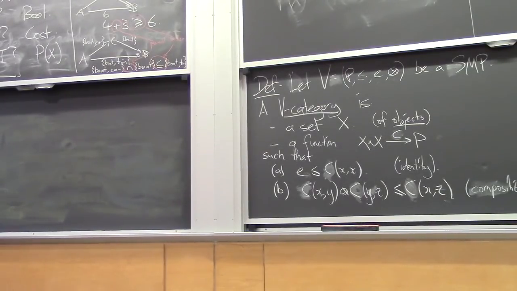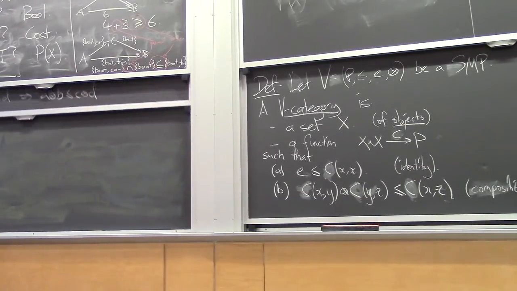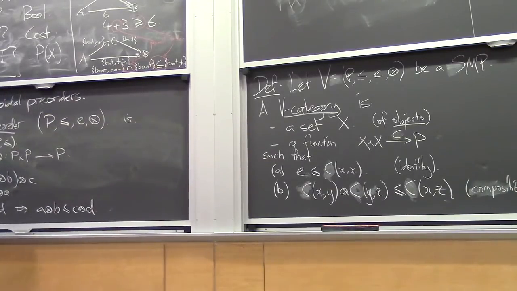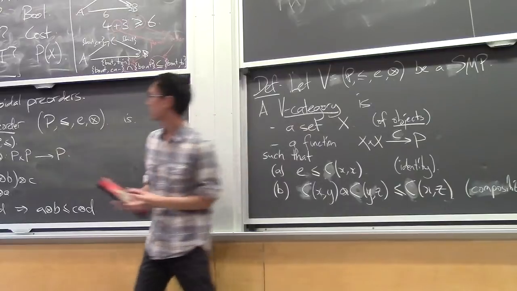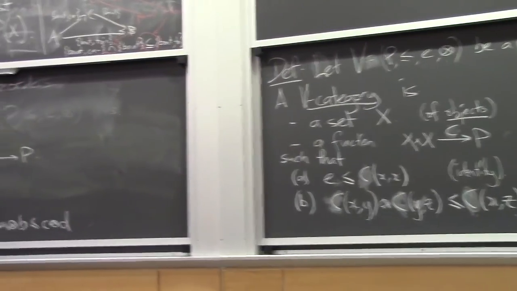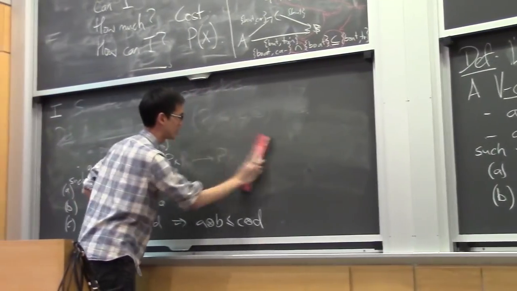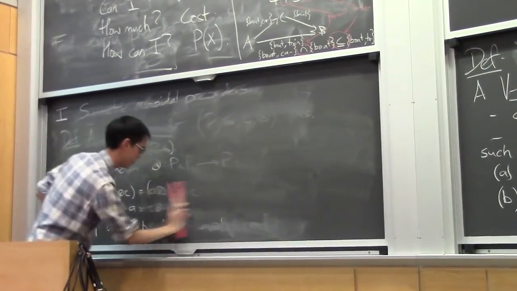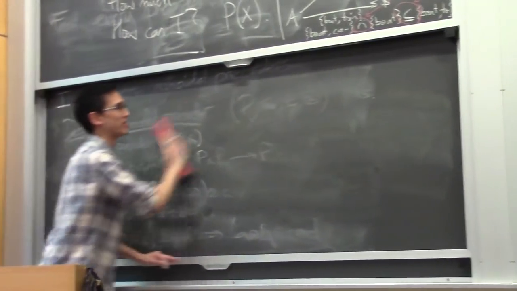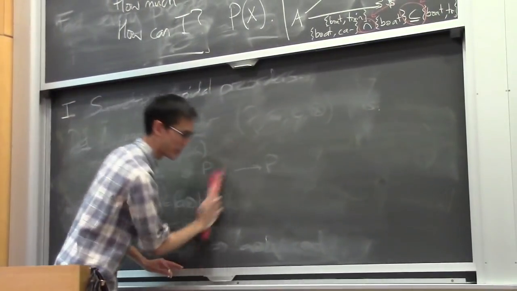Okay, so another important example of categories is cost categories. And they turn out to be very close to this notion of metric space, which many of you may have seen before. So let me tell you about metric spaces.